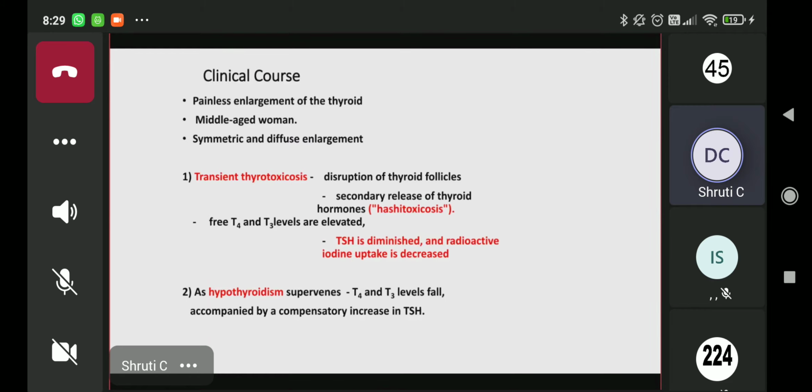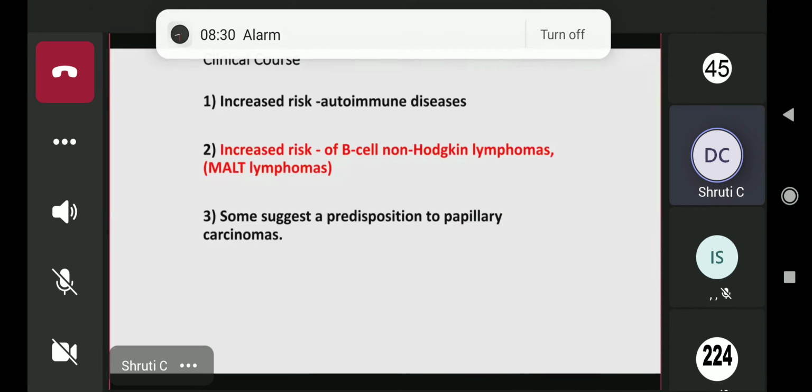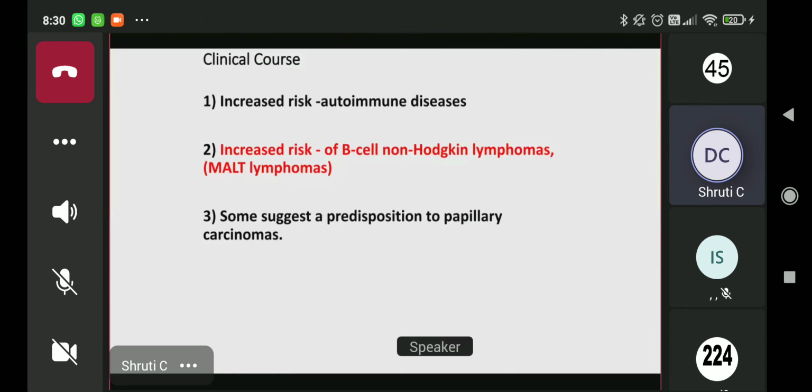Okay. Fine. And the clinical course of Hashimoto: we know that there will be hypothyroidism, but there is transient thyrotoxicosis because there is disruption of thyroid follicles, so there is secondary release of thyroid hormones. With sudden disruption, there will be release of thyroid hormones, which is also known as Hashitoxicosis. So T4, T3 levels are elevated, but later on hypothyroidism will supervene. T4 and T3 levels will fall, and there will be a compensatory increase in TSH. And you should also remember that Hashimoto can be a risk for B cell non-Hodgkin lymphomas.